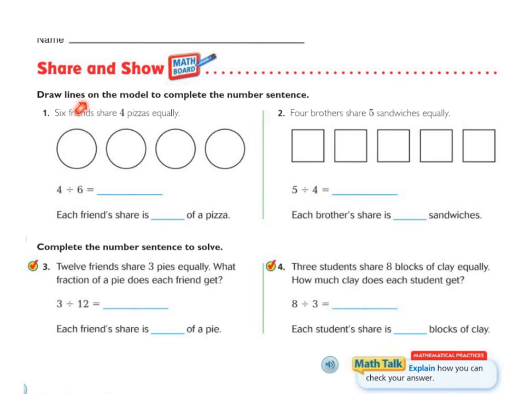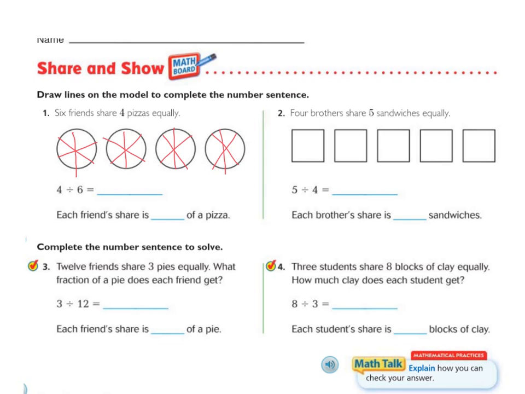All right, let's share and show. Let's draw the lines in the model to complete this number sentence. 6 friends share 4 pizzas equally. So I have 4 pizzas, and I've got 6 friends, so I need to make these be 6 parts. If I draw a line here, there, and there, I should have 6 pieces in each of these. They're supposed to be equal, but my drawing is not very good.